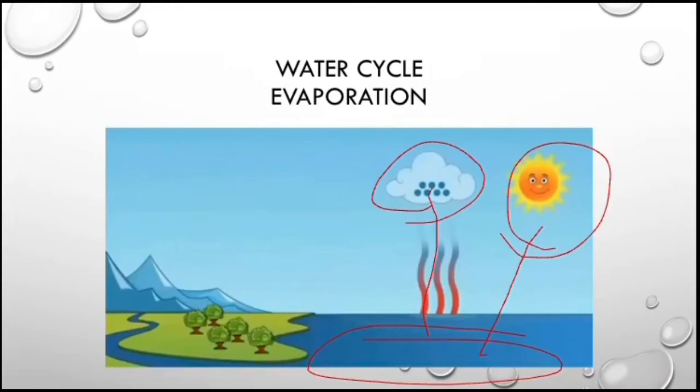Okay, students, the sun heats up the ocean and then it rises up into the air. It becomes a water vapor. The water becomes the water vapor. Okay, students, did you understand? Very good. This was the first step.